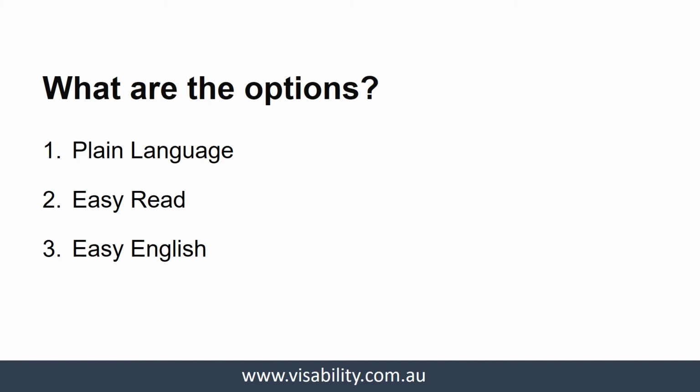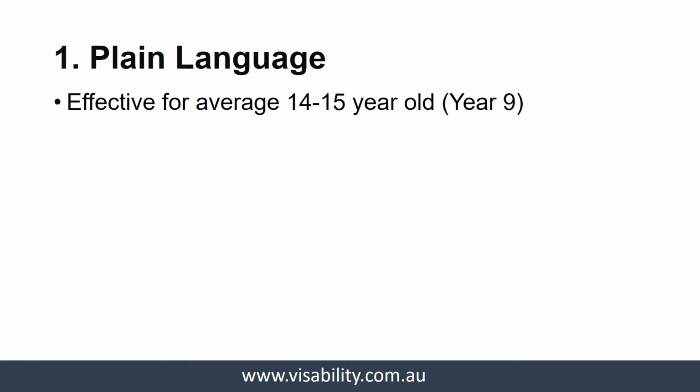The main differences between these three types of document are in terms of complexity of grammar, vocabulary and layout, and therefore the literacy level required to understand them. 1. Plain language, or plain English, which can make it confusing, is commonly recommended and used, and it is the easy document format referred to in most government guidelines at this stage, including WCAG. It is effective for the average 14 to 15-year-old or Year 9 level reader.